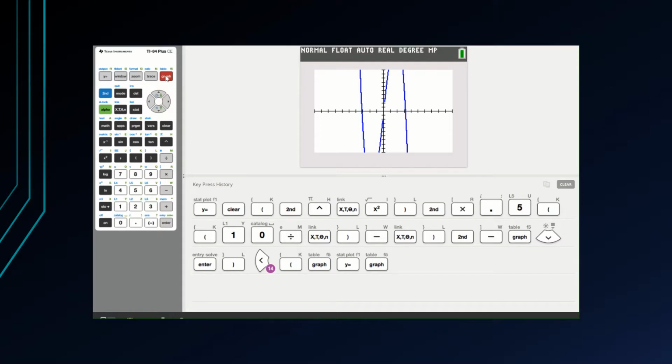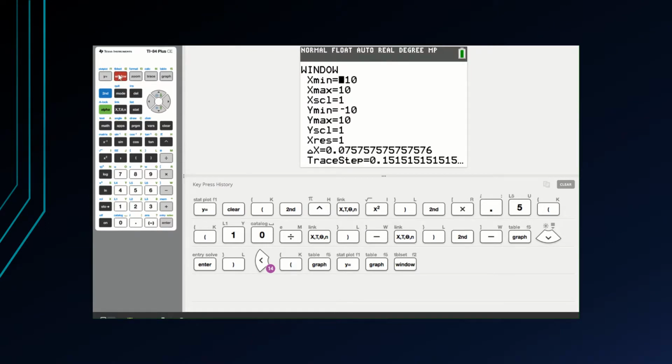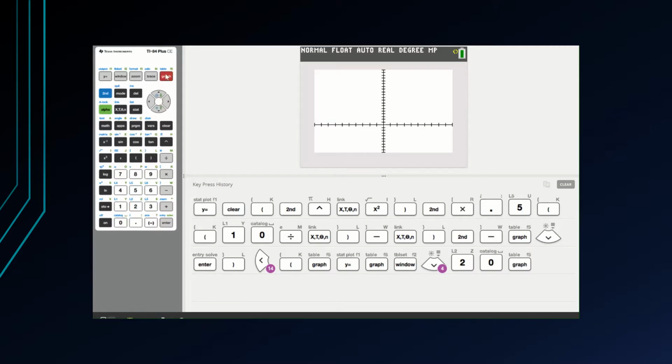Now, I can see that I've probably got an extrema up here in the first quadrant, but I can't see what it is. So I'm going to go to the window, and I'm going to make an adjustment on the Y max, because I'm looking for a maximum. I'm going to try 20 and see if that helps. We'll go back to the graph. All right, well, now I can at least see this point of extrema right here.